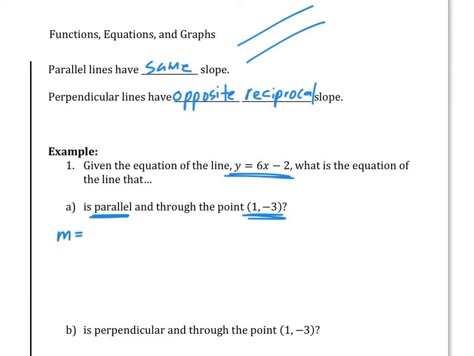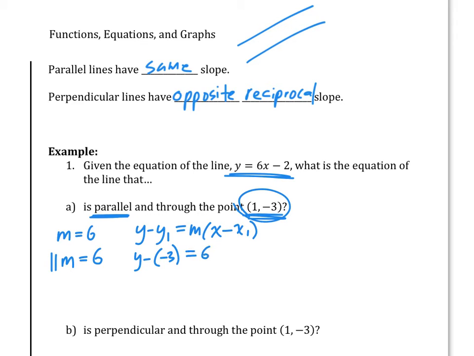Well, the slope of the original line is 6. I want a parallel line, and we know that parallel lines have to have the same slope, so it must also be 6. And then the second thing is it has to go through this point. So how do I create an equation of a line if I have a slope and a point? Well, you're going to use the point-slope form. So y minus y1 equals m times x minus x1.